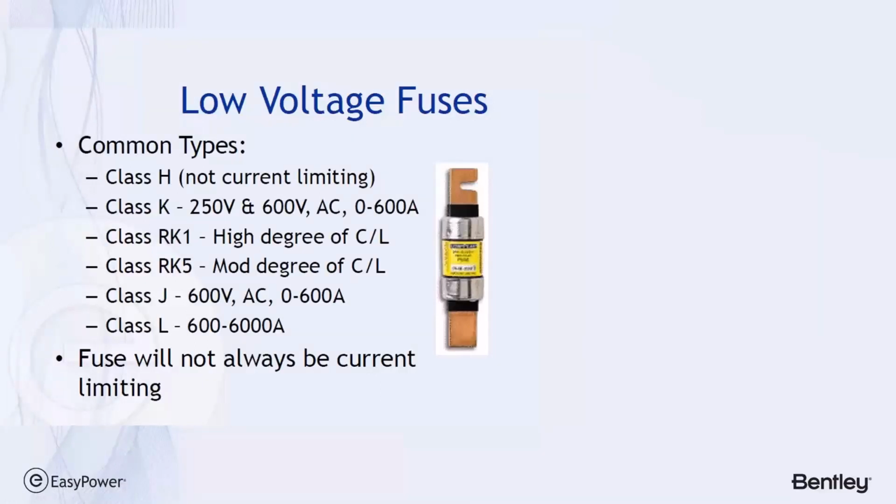Low voltage fuses, the common types, most of which are current limiting, more so in today's market. And they have certain features to prevent misapplication or misreplacement of parts that are not compatible with the other parts. So the fuse will not always be current limiting.